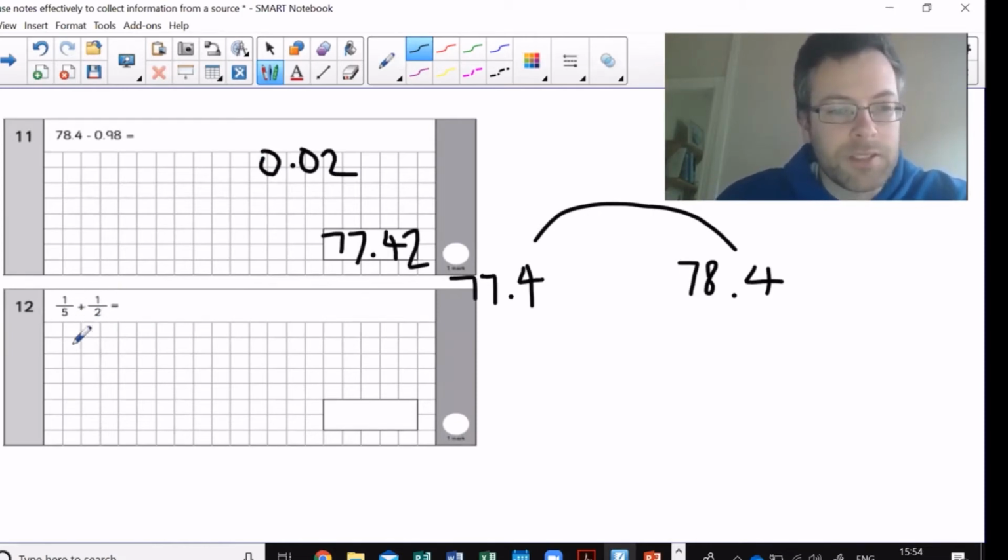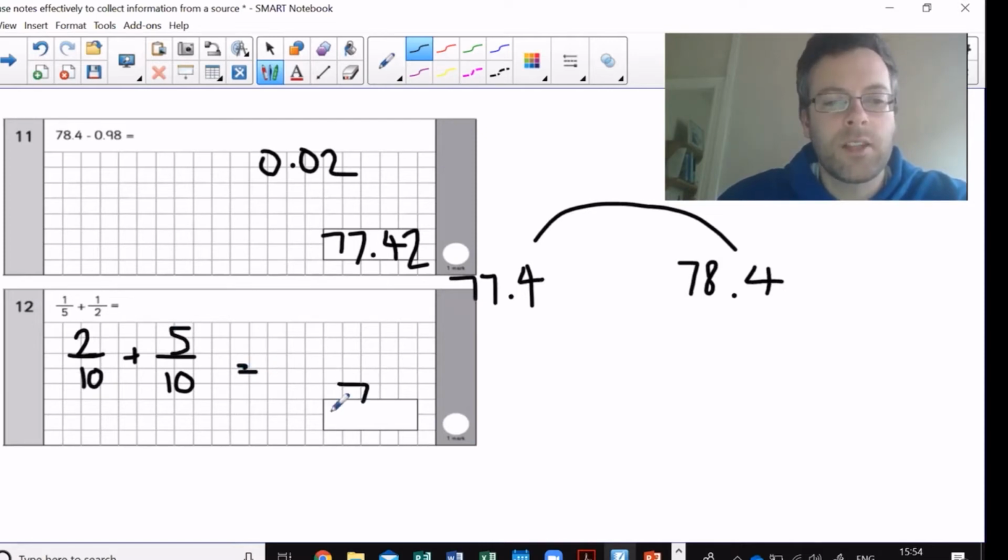Next one, 1/5 add a half. We need to make the denominators the same. So I'm going to make them both over 10. To get from this one to this one, I multiplied by 2 over 2, so that's going to become a 2. To get from that to that, I multiplied by 5 over 5, so that's going to become a 5. So our answer is 7 tenths.